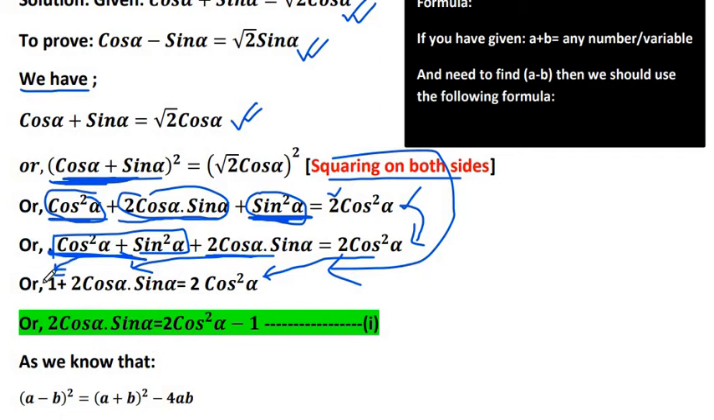After this I move this 1 to the right hand side, and it becomes minus 1 there. Finally we get 2 cos alpha sin alpha equals 2 cos square alpha minus 1, and the value of 2 cos alpha sin alpha will be used later in the rest of the solution. So later we will replace 2 cos alpha sin alpha by 2 cos square alpha minus 1. For the rest of the solution, we have to discuss some formula.